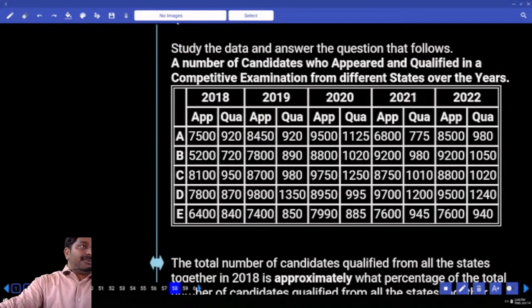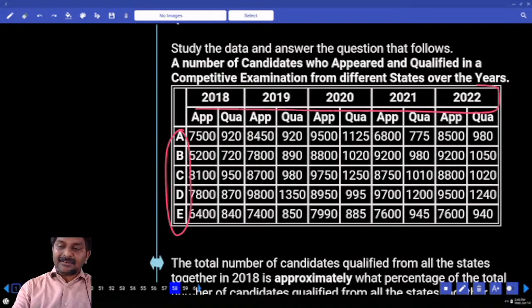This also, if the same set comes in examination, I don't attempt at this point of time. Not because I don't know how to solve it. Because how many states are there? How many years are there?